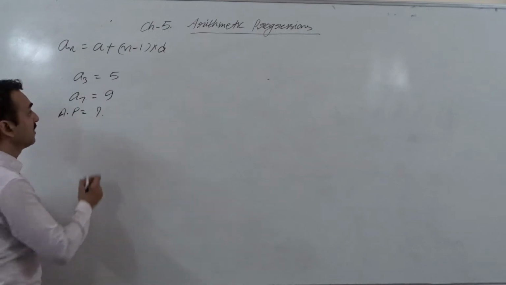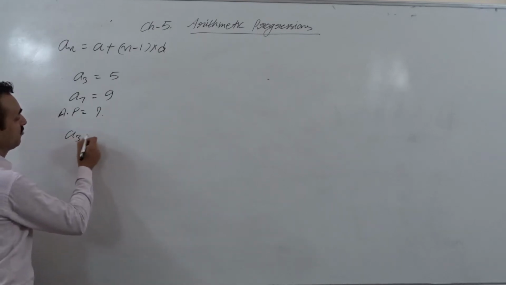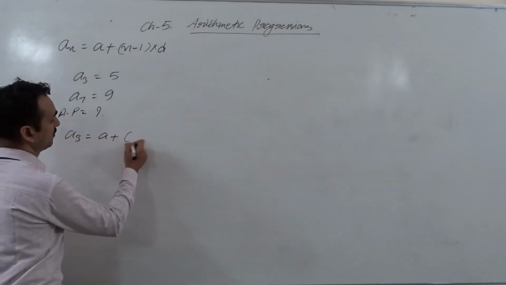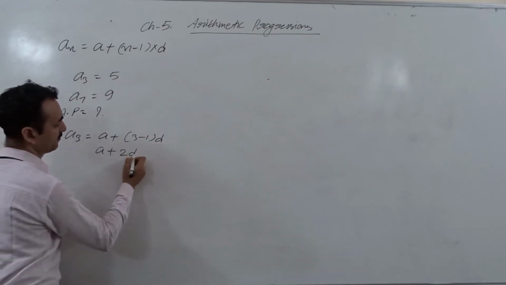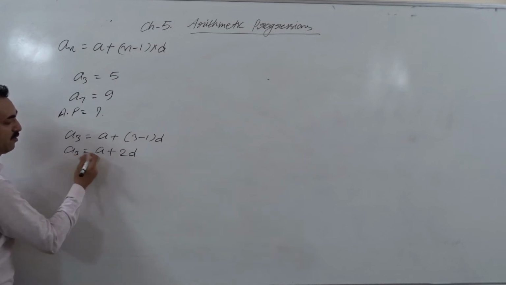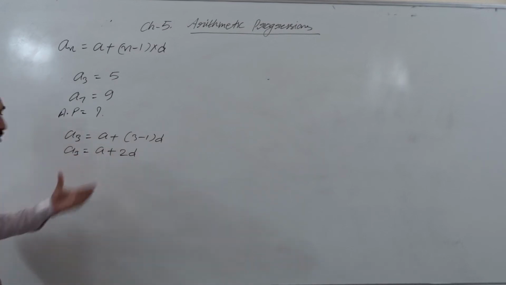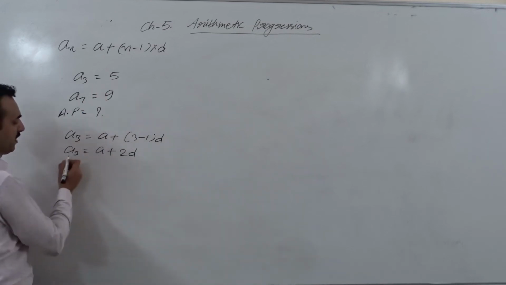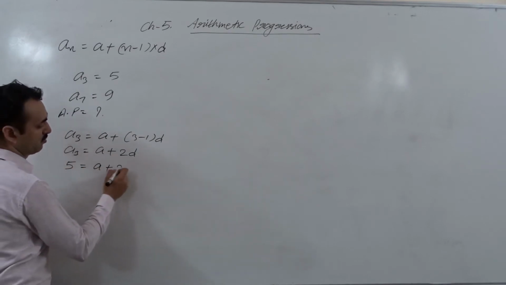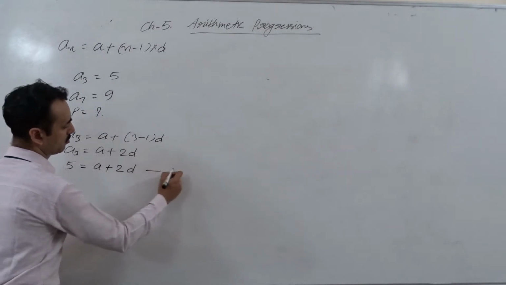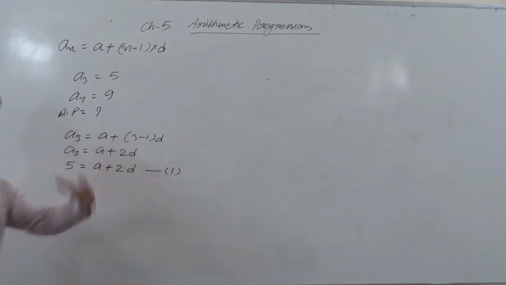A3 is 5. A3 means A3 equals A plus (3 minus 1) D, so A plus 2D. This is A3. I think you will remember, we have understood this one. So in place of A3 you write 5. A we don't know, D we don't know. This is the equation formed here.